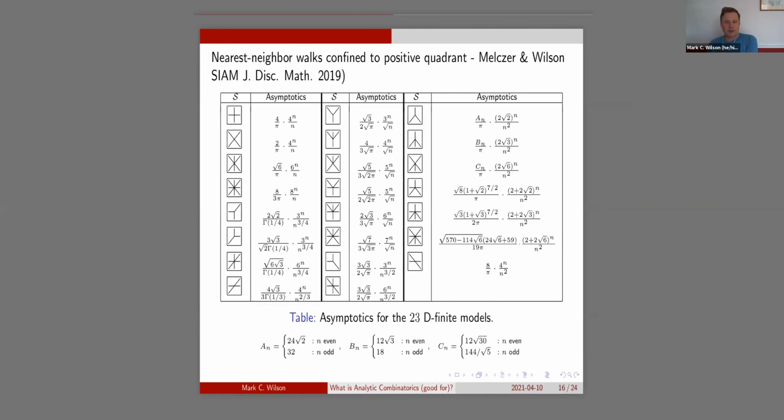Let me give you a quick example of the kind of thing we can do. This table of asymptotics relates to a different type of walk model where they're confined to be in the positive quadrant. These are basically all the inequivalent cases of step sets in the pictures that you see there. And it turns out that all these formulas are correct, and essentially all of them, all but 4 of them, were proved by Steve Melczer and myself using a methodology that I've just been talking about.